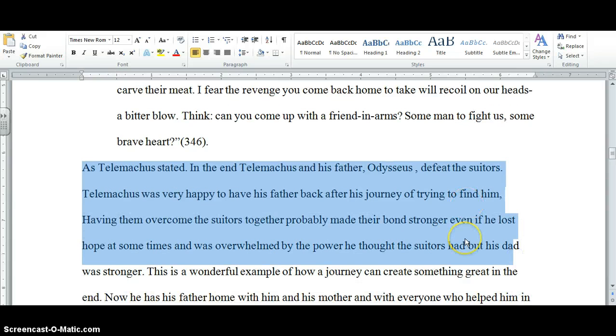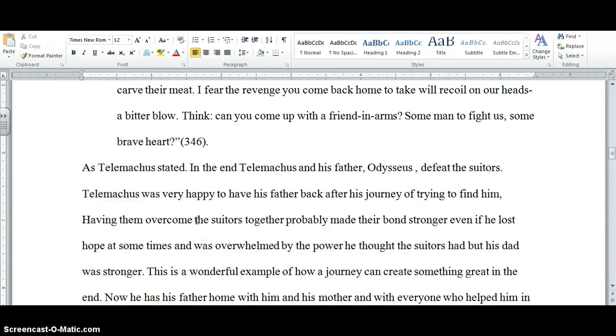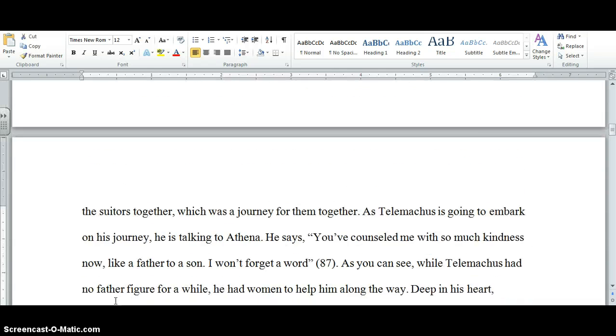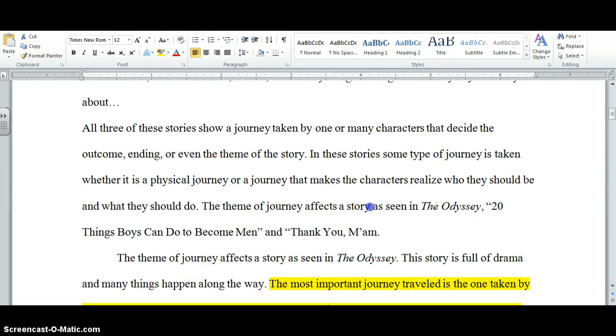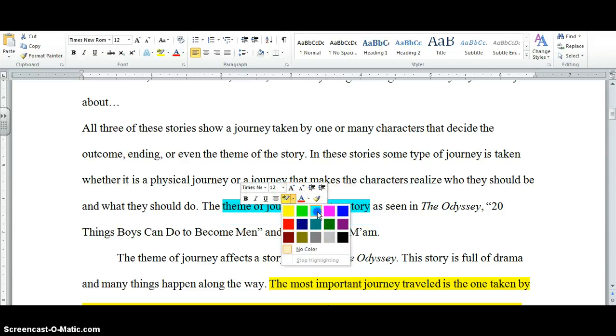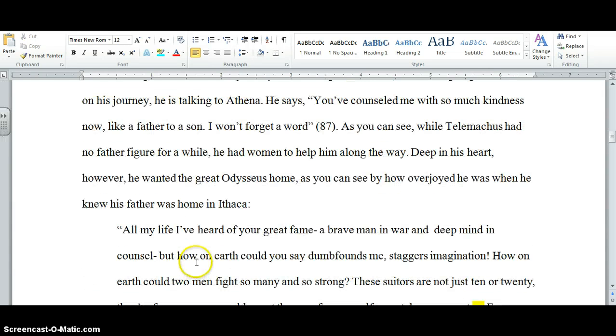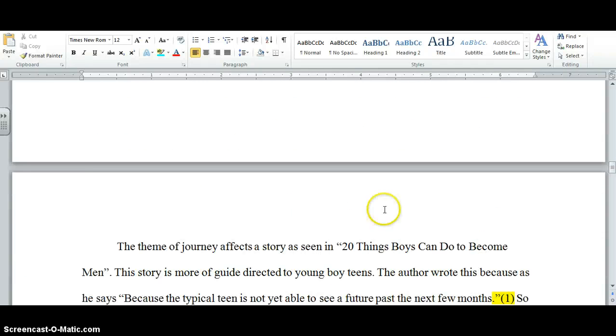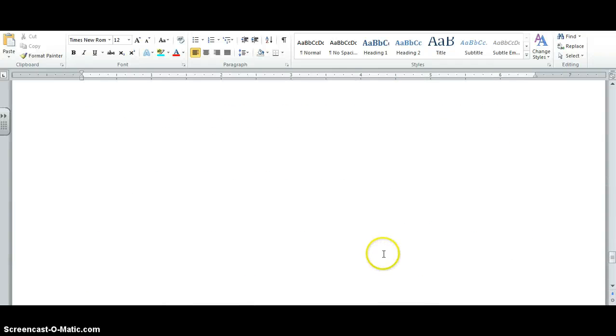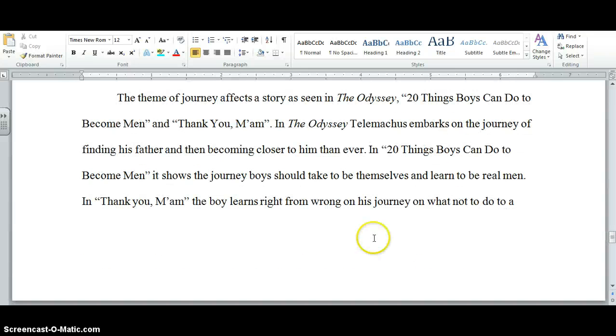This is a lot of narrative. So you want to be careful right here. You really got to focus on the analysis piece because you're giving me more and more narrative. And this is great. This is a wonderful example of how a journey can create something great in the end. But go back and talk about how the story is affected by the journey, the story itself. You're not just stating the journeys that the characters make, you're talking about how it affects the story. Okay, for time's sake, I've got to move on. But at least you know now you really got to focus on that analysis piece and shorten up your sentences to combine them, make them more complex.